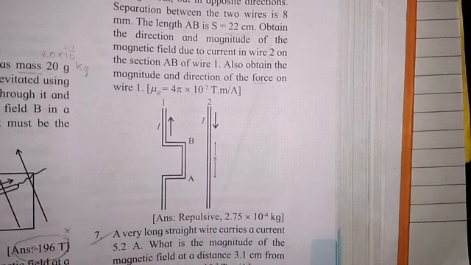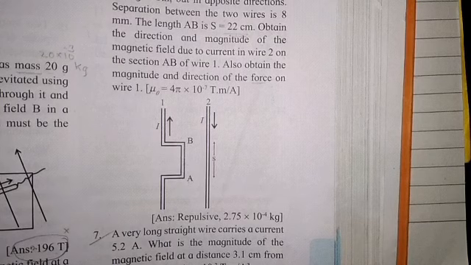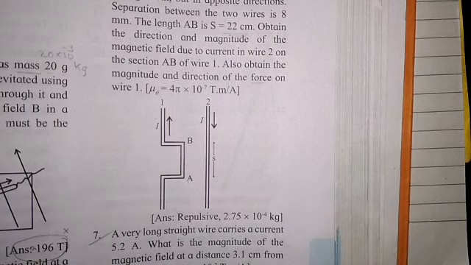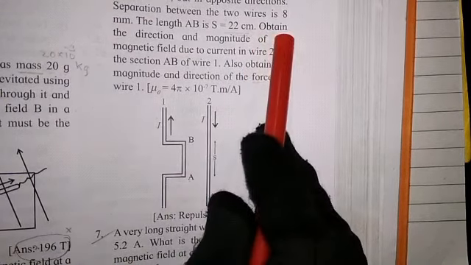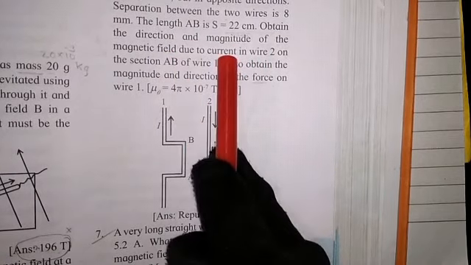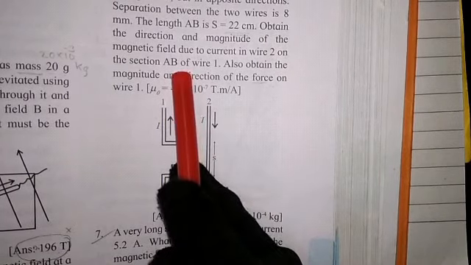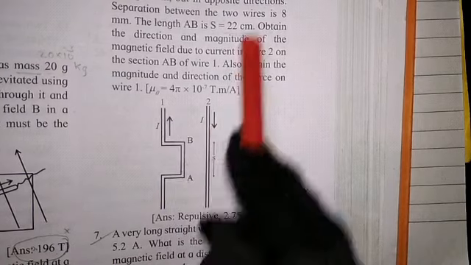see, this is the direction of the second wire. So see, the thumb is the direction of the current, and see the curled fingers, that means the direction of the magnetic field will be into the paper or inwards. Fine. So we have completed the first part. We have obtained the direction and magnitude of the magnetic field due to current in wire 2 on the section AB of wire 1. So we have done this part.